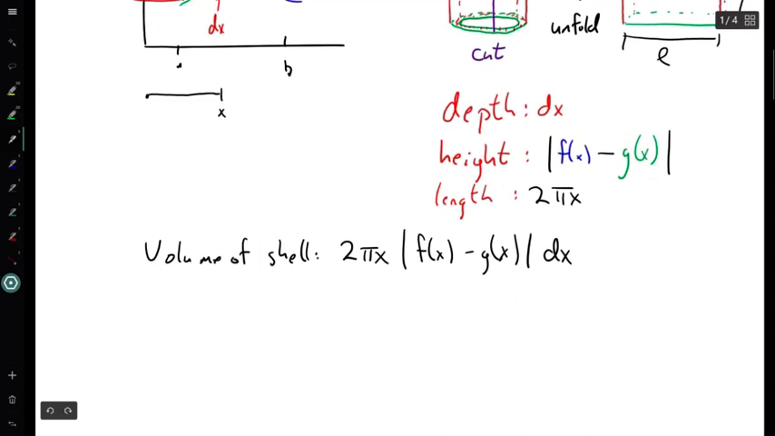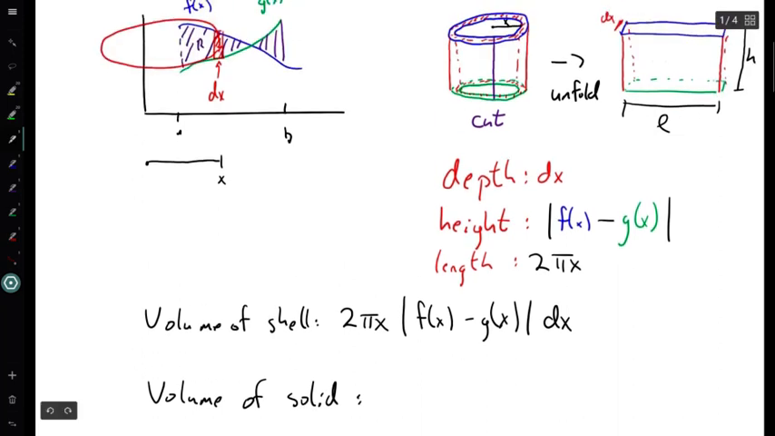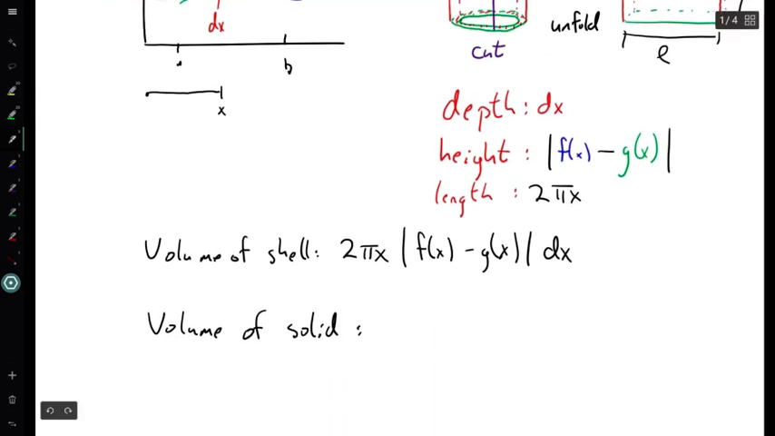Finally, to compute the volume of the three-dimensional region, or the volume of the solid, then, what we want to do is add up the volumes of all of these shells, and take the limit as the depth of these shells goes to zero. So that's exactly what it means to integrate. So we're going to integrate from a to b this function 2 pi x times the absolute value of f of x minus g of x dx.